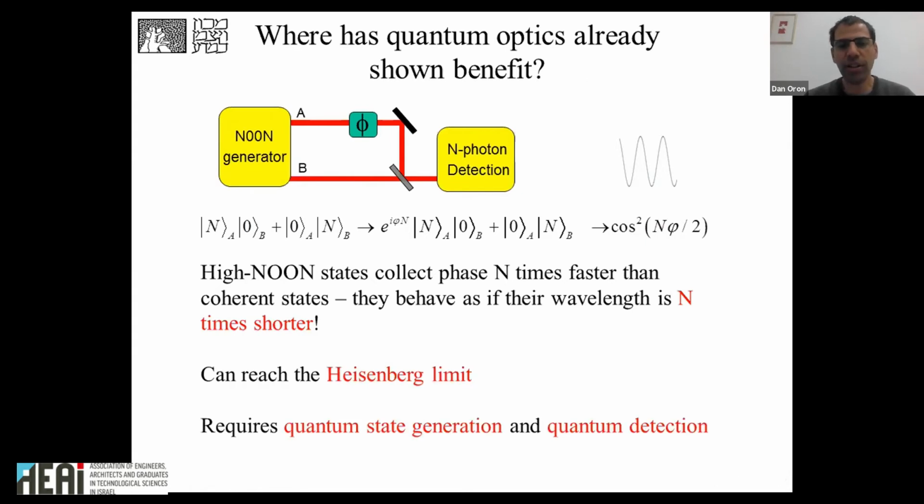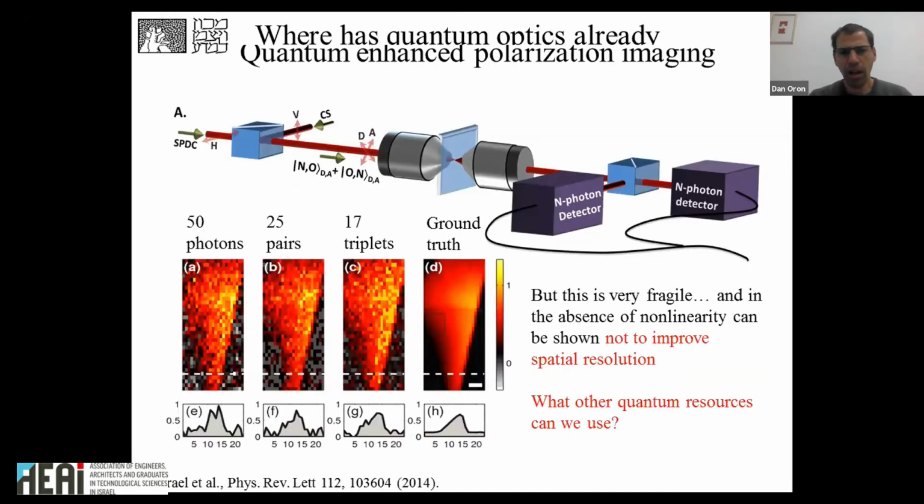And in fact, there's a very nice demonstration of this, which I'll show in a second, from the group of Oron Zilberberg several years ago. Of course, it's a hard problem. It requires quantum state generation and quantum state detection. But this was used in polarization microscopy. I'm not going to tell you how this NOON state is generated and not exactly how it's detected.